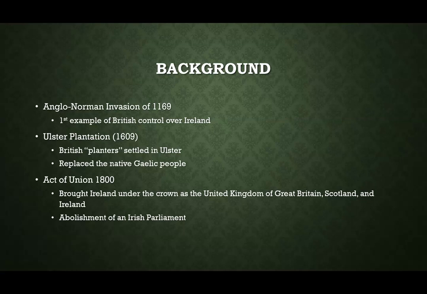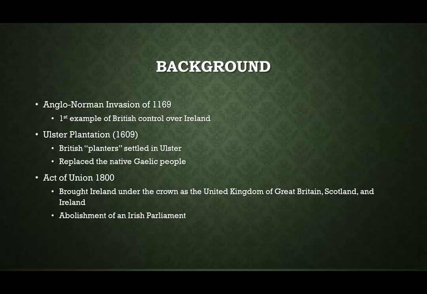Additionally, what is happening is going to abolish an Irish parliament. So previously, before the Act of Union, Ireland had its own parliament. It was still working kind of under control of the British government. However, this is going to be abolished in 1800 with the Act of Union because the Irish people now and the rest of Ireland are all unified under the British Crown and under the Kingdom of Great Britain, Scotland, and Ireland.